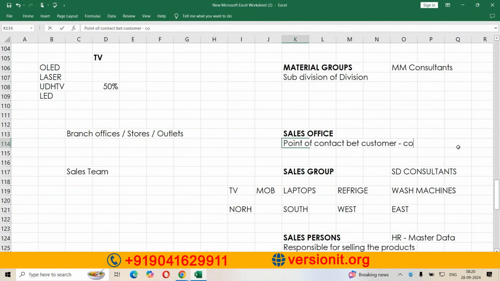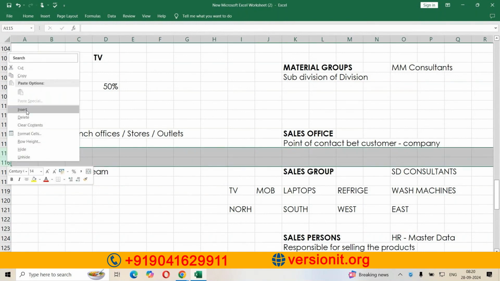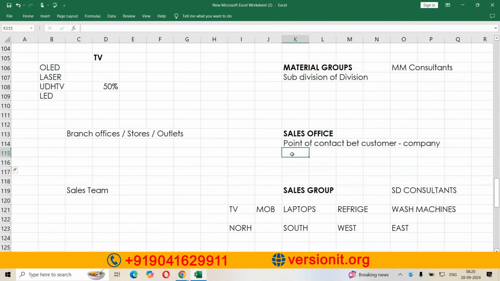So as a customer, if you want to purchase any particular company product, the company will have their stores where you can physically go, check the product, get to know the functionality of it, and if you are interested, do the price negotiations and go for placing an order. So companies' stores and outlets, we map as sales office, and again, it is going to be part of your SD consultant who will be doing that. We are going to be responsible for it.